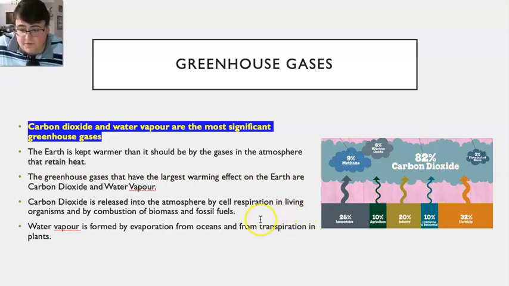And we've also got water vapor. Water vapor is formed by evaporation from oceans and from transpiration in plants. The biggest difference with water vapor between the rest of the greenhouse gases is that water vapor itself isn't physically coming from human intervention. Okay, the other greenhouse gases we can always trace back to humans. Water vapor, we can't, really. Not by increased means, anyway.